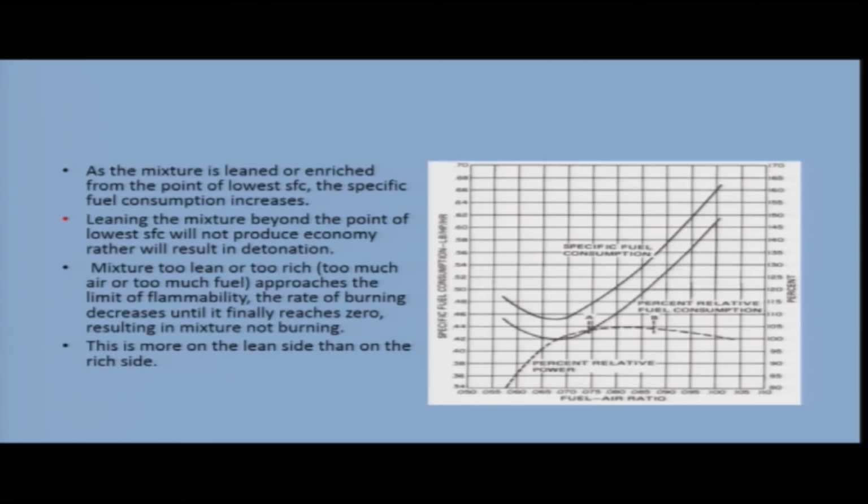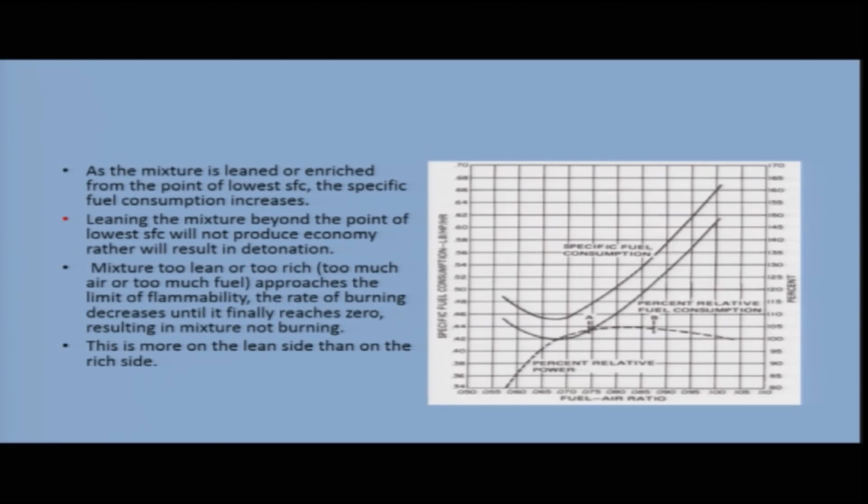Now, as the mixture is leaned or enriched from the point of lowest specific fuel consumption, the specific fuel consumption increases. Seeing this diagram, at around 0.067 we had the lowest specific fuel consumption. If we lean the mixture beyond 0.067, that means we are moving to the left side, your specific fuel consumption is increasing. And if we enrich the fuel air mixture, that is we move to the right side, then also your specific fuel consumption is increasing.